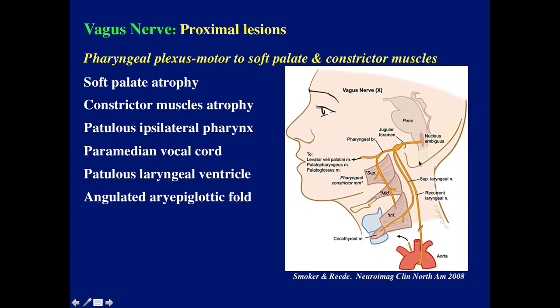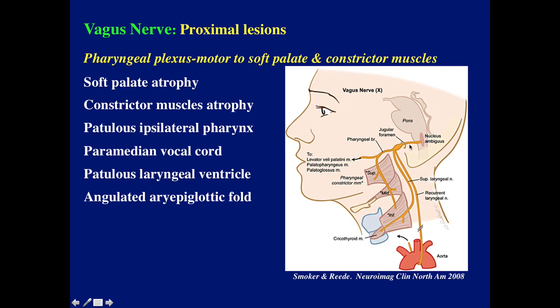Now, when we talk about proximal vagus, we're talking about the vagus nerve going through the jugular foramen and the upper nasopharyngeal carotid space. And then there's an important pharyngeal branch, which supplies the levator veli palatini, the palatopharyngeus muscle, and the palatoglossus. Then there's another branch for the constrictor muscles, the superior, middle, and inferior.